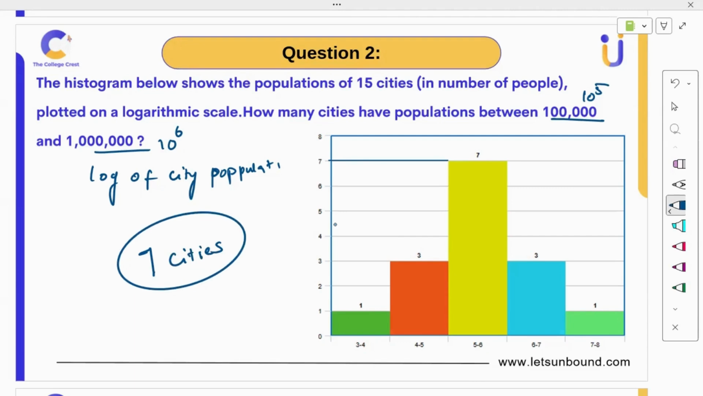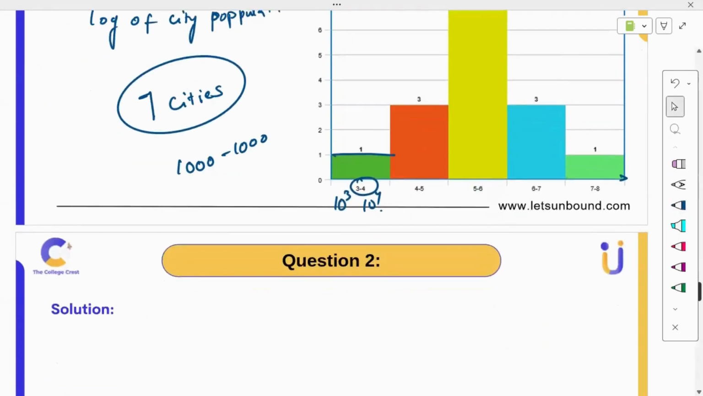And in the same question, if they're asking for 1,000 to 10,000 people, how many cities? 1, because 10 power 3, 10 power 4, right? So 3 to 4 is not linear in a logarithmic way, because they mention it's plotted on a logarithmic scale. So we should take that as a power of 10. If the base is not given, you can take the common base 10. And that's simple. Question 2 done.